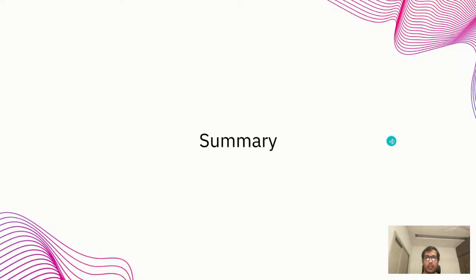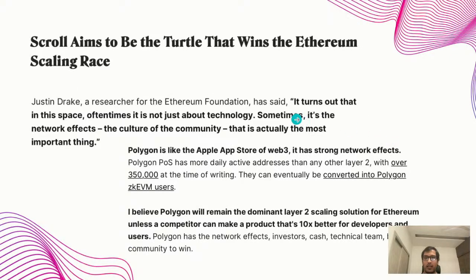So, to summarize, these are some clippings. One's from the CoinDesk article, which says Scroll aims to be the turtle that wins the Ethereum scaling race, but being late in this race comes with its own set of consequences.